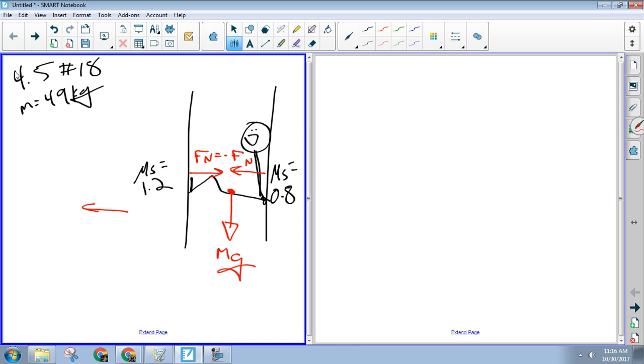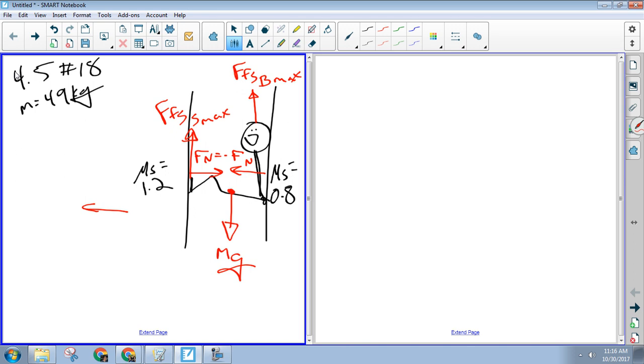And then finally, there are two frictional forces. There's the force of static friction from her back, and there's also the force of static friction from her shoes. Now it tells you she's just on the verge of slipping, so these are both the max, right?